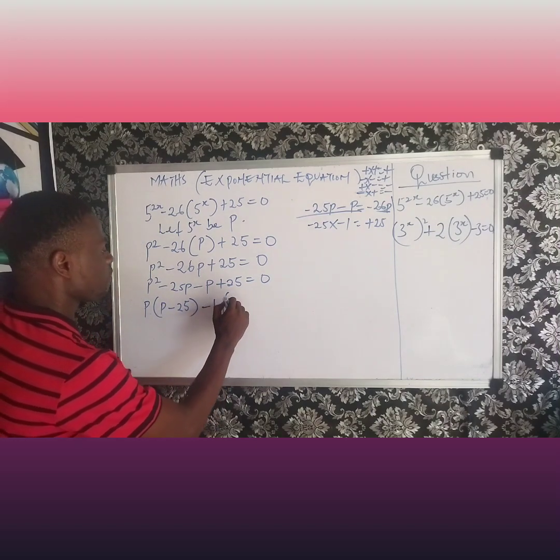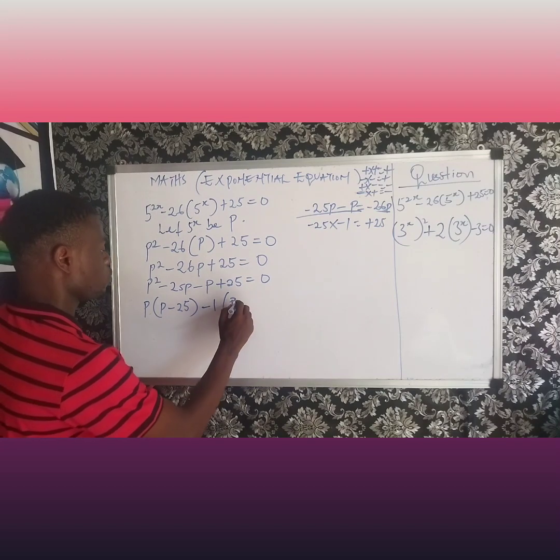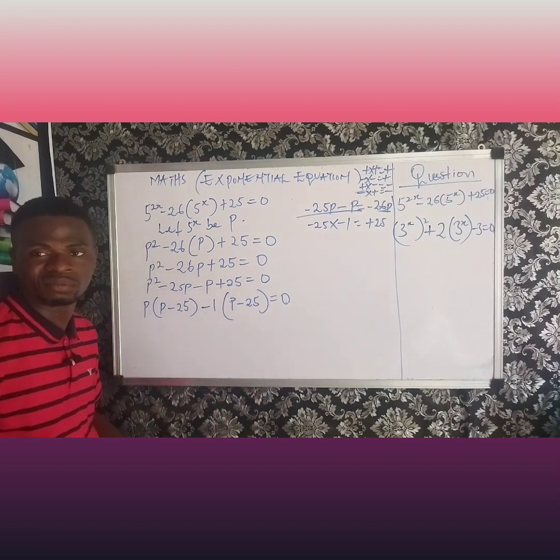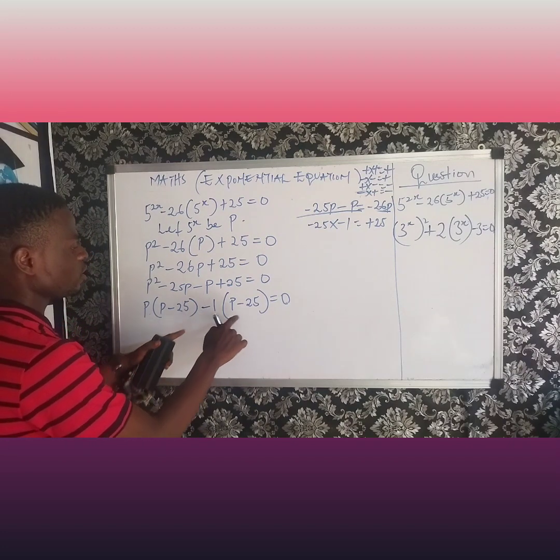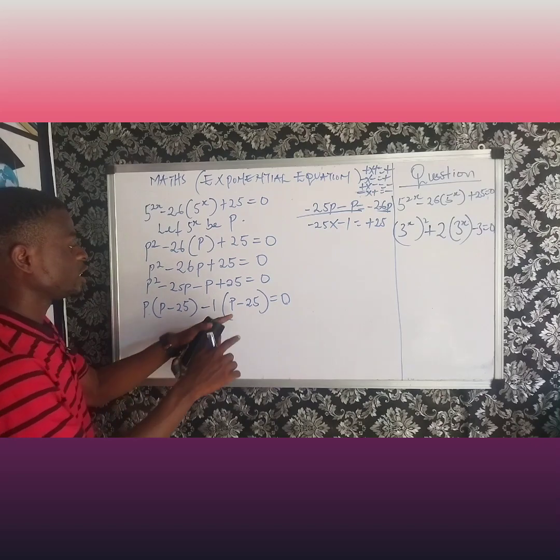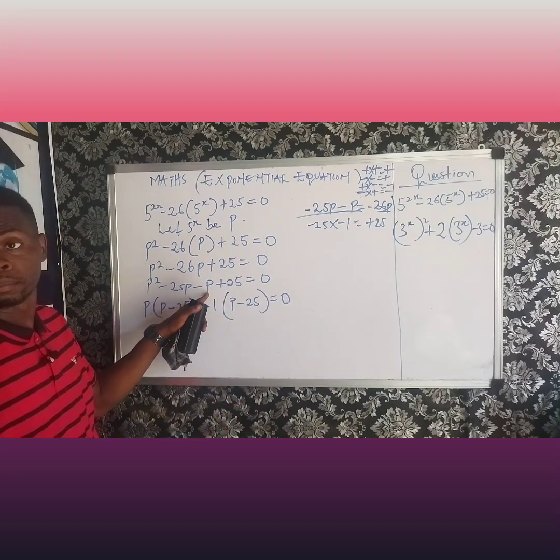So we now have our P here. Then now put your what? Minus what? 25. Equal to that is what? 0. Are you getting me? Because minus 1 times minus 25 equal to what? Plus 25. Minus 1 times P equal to what? Minus P. So that's it.